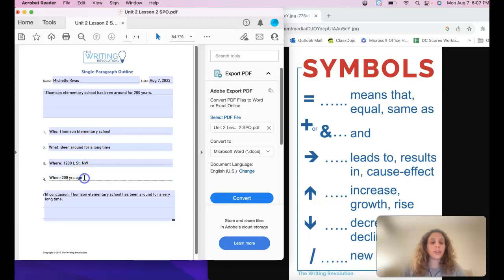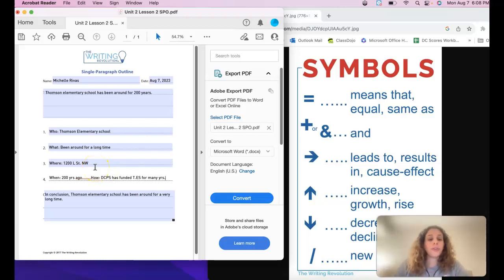Okay, and then over here, I'm gonna just put dots here. You're also gonna include the how. So how has it been around for so long? DCPS has funded Thompson Elementary School for many years.